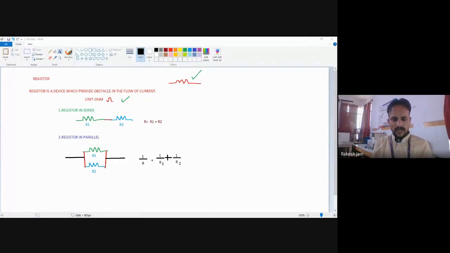Just write down in message box. Are you able to see the screen? Just write down in message box.